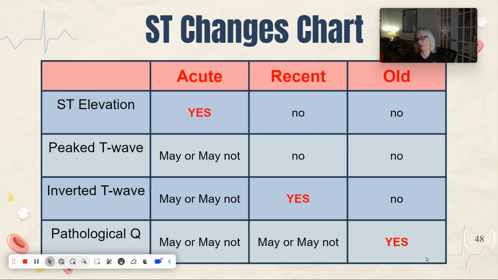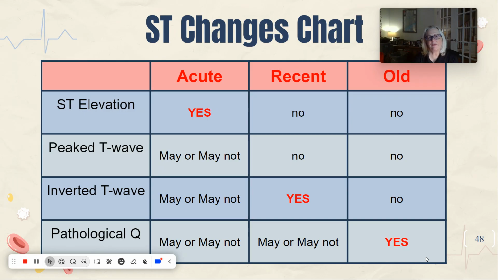All right, so the ST changes chart. This lets us know basically what you're seeing on the EKG means yes, it's definitely that. No, it's definitely not that. Or it may or may not be that. You don't know. We have to do more tests to figure it out. So when you see ST elevation on an EKG and you have two leads in that region match, it is an acute MI. Yes, definitely an acute MI. It's happening now. ST elevation does not mean you had a recent one. It does not mean an old one. It only means acute. It's happening now.